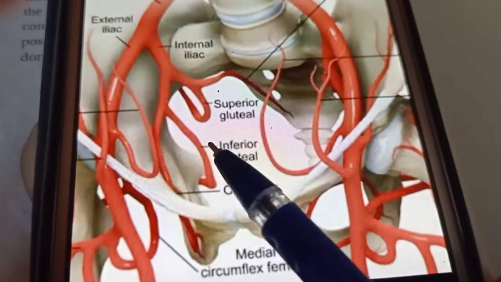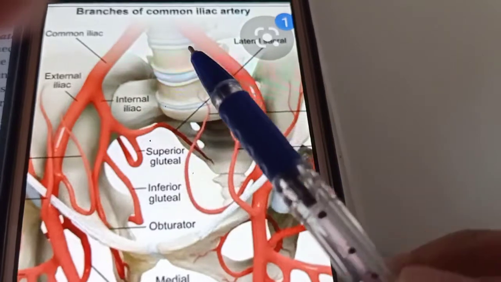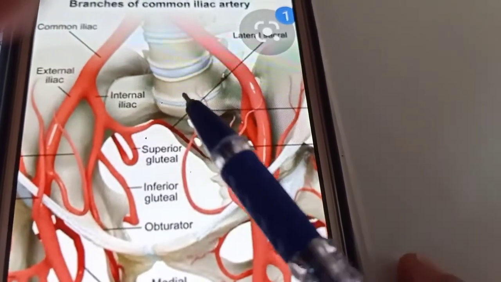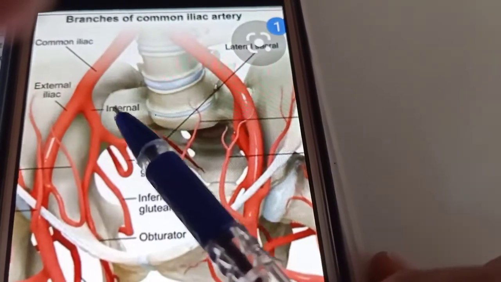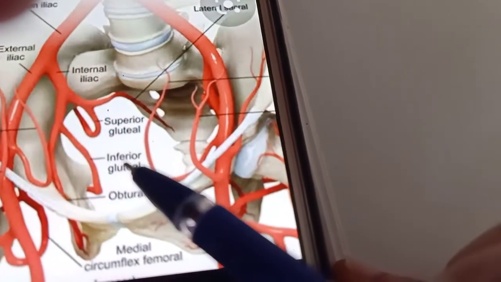It begins within the pelvis. This is the pelvic cavity. Yes, this is the lumbar vertebrae. This is the sacrum. This is the ilium. Yes, you can make it out. So this is within the pelvis.